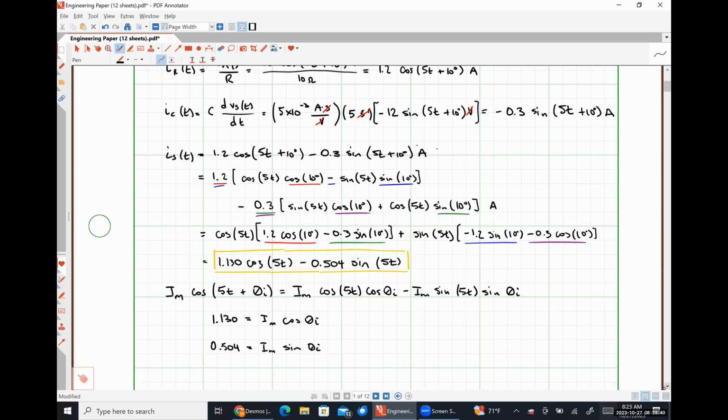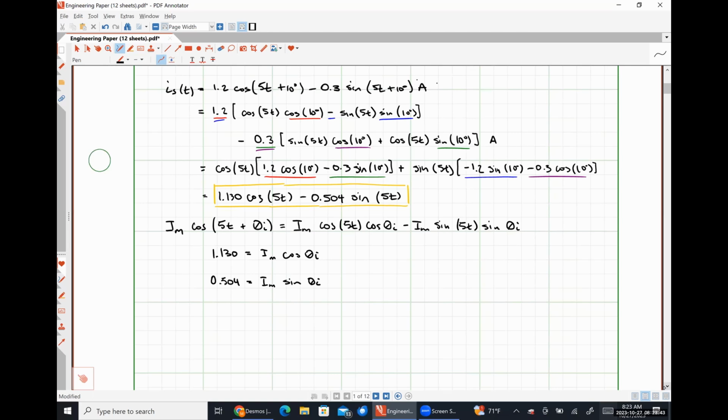So now, using the trig identity, Im cosine theta I squared plus Im sine theta I squared will be equal to Im squared times cosine squared theta I plus Im squared times sine squared theta I, which is just equal to Im squared.